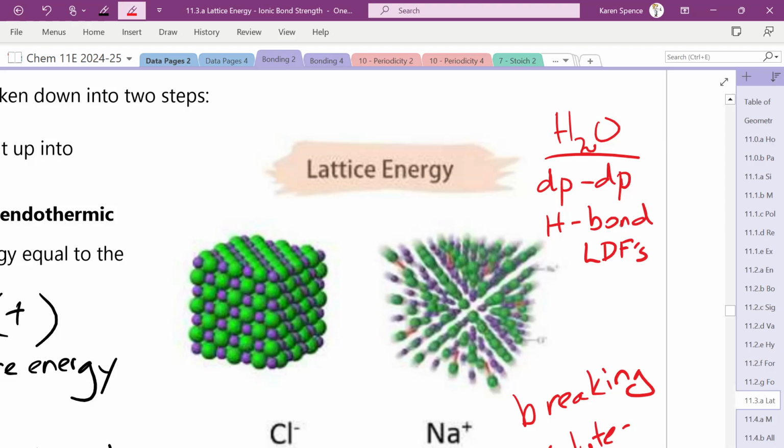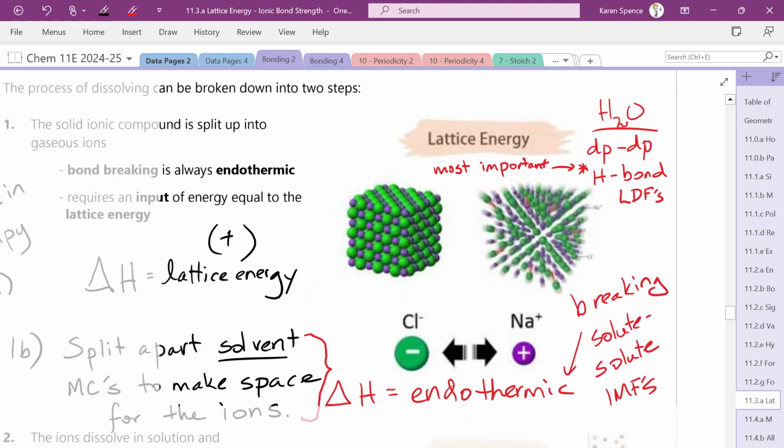Which of those would be the most important in water? Which would affect, say, the boiling point of water the most? Which are the strongest? Yeah, the H bonds are the most important. Okay.